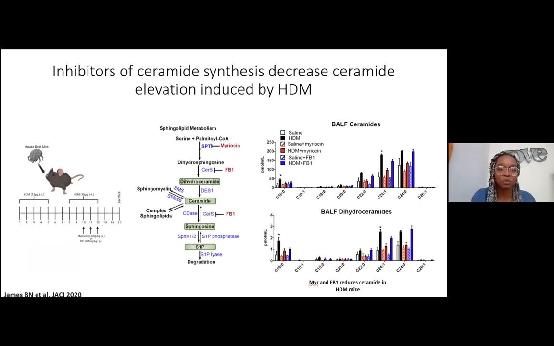And so what we saw was that the introduction of either of these inhibitors significantly reduced the levels of ceramide, this time measured in the BALF of our house dust mite groups, and also the dihydroceramides. I do want to bring attention, though, to myriocin, which was a bit more effective at reducing the levels of ceramide in comparison to the fumonisin B1, which may indicate that in this house dust mite challenge model, the source of ceramide could be coming more prominently from the de novo pathway versus the recycling.